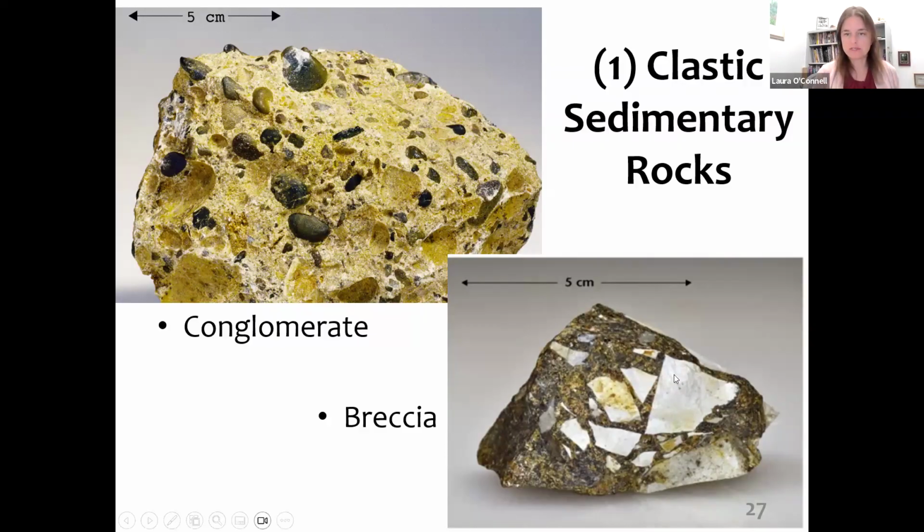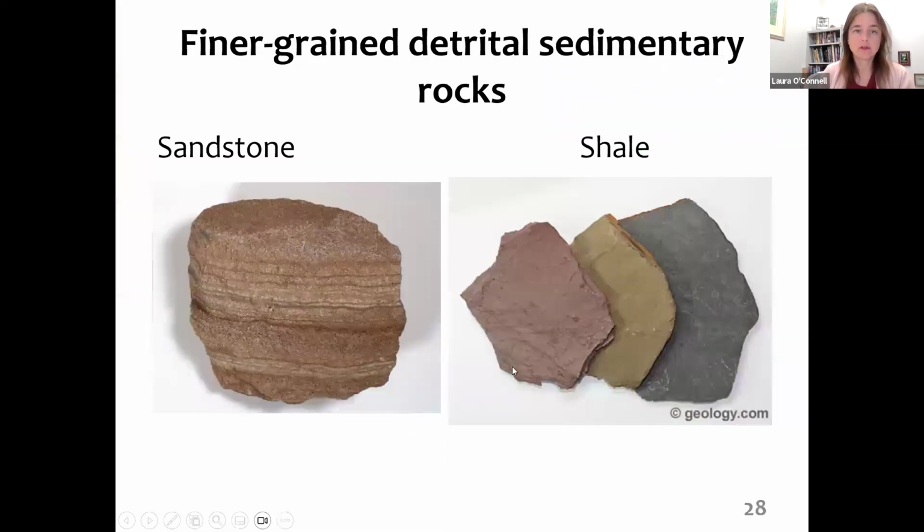And a breccia is usually something that formed really close to where it originally broke up. So a lot of times you can actually find breccias near volcanoes, which gets a little murky in terms of whether it's sedimentary or igneous. Okay, so here's some sandstone examples. I have another example here that has these nice layers.